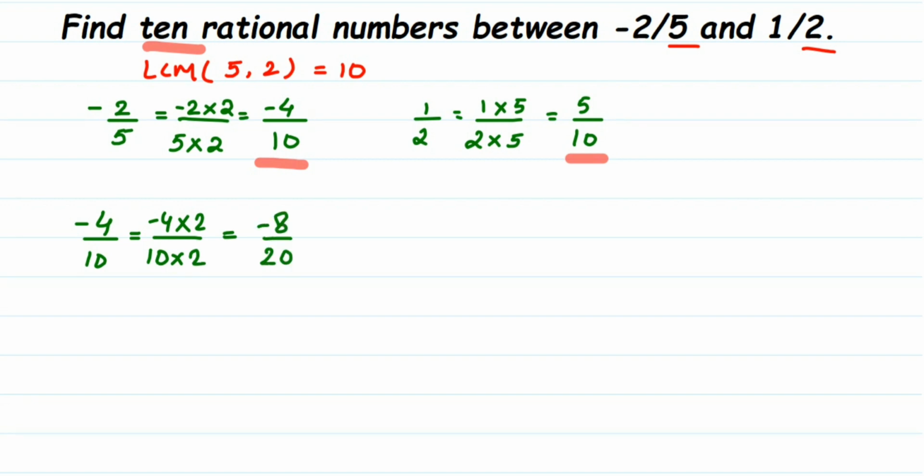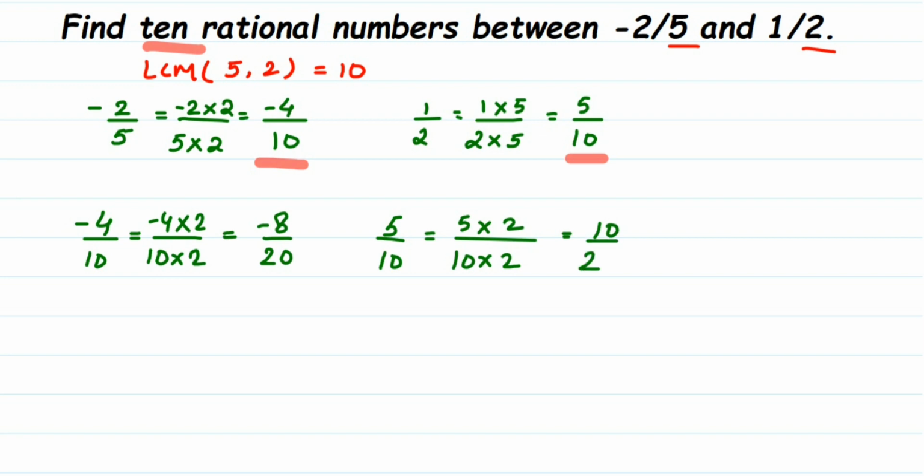And we're going to do the same thing with the other number, which is 5 by 10. We want the denominator to be the same, right? So we're going to multiply with the same number, which is 2. So this will be 10 multiplied by 2 and 5 multiplied by 2. Now we're going to multiply. This will become 10 by 20.